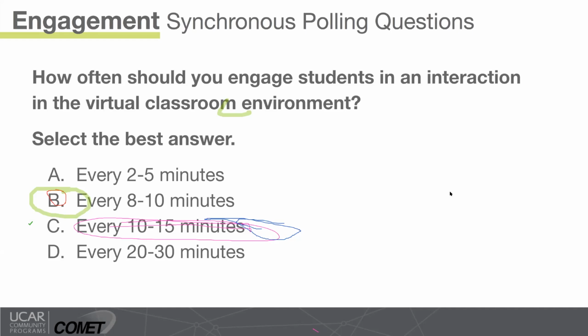But if you have activities that your students will be able to complete in 5 minutes, then it makes sense to increase the frequency of interactions to every 8 to 10 minutes. So it will depend on the activities that you have prepared for them. But in general, somewhere between 8 to 10 minutes is a good number to aim for.